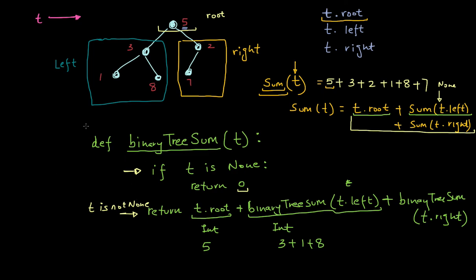If you would like to draw the entire stack trace, I highly encourage you to do that to figure out that this actually gives you back 3 plus 1 plus 8. This piece over here is going to give you back 2 plus 7. So 2 plus 7 plus 3 plus 1 plus 8 plus 5 is going to give you this piece right there, or is completely equivalent to this piece right here.